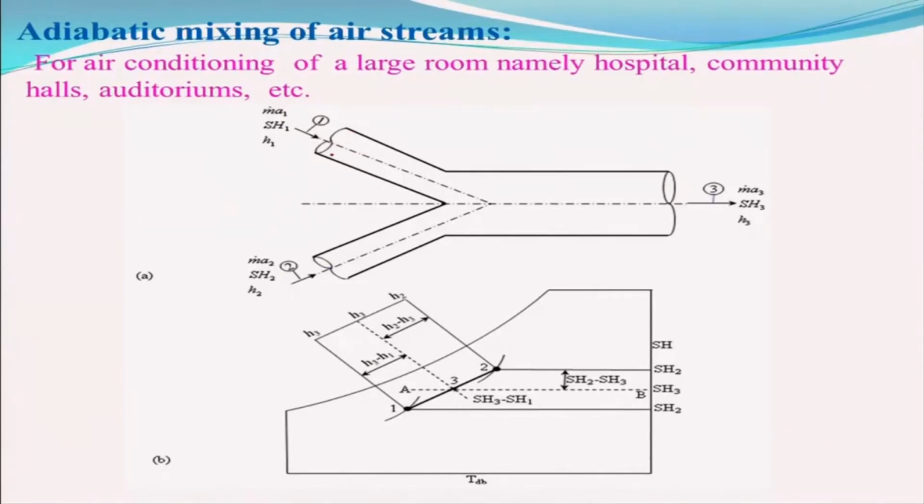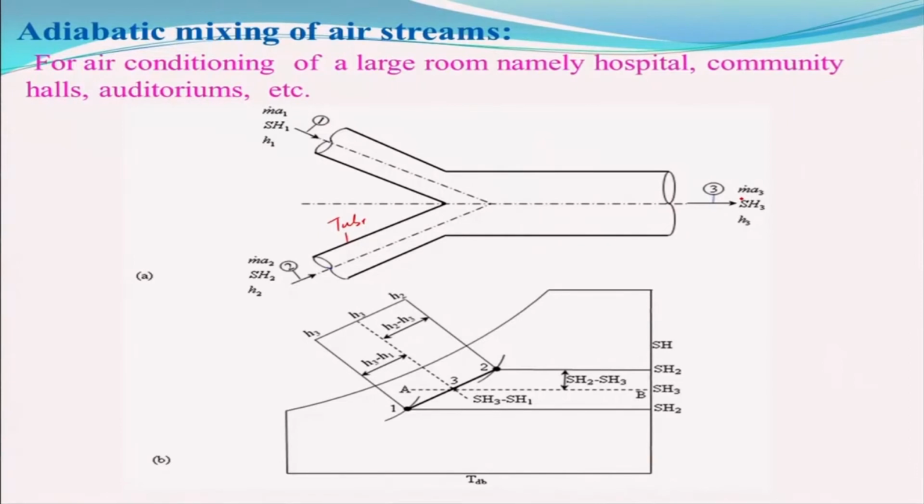So let us look at a typical case. It will look like this: one stream is coming in with specific humidity SH1 and some enthalpy, of course at a certain temperature, and similarly another stream is entering this tube with a different specific humidity. They are mixed together, and then you can control it: you can give different values of flow rate and specific humidity, and control whatever you have at the exit, at station 3.